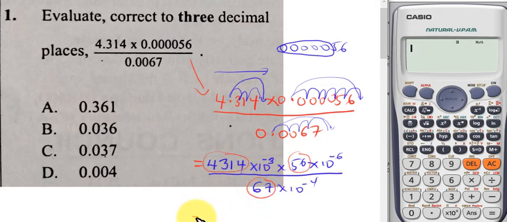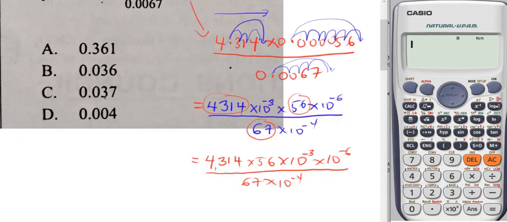All right, so the next step is that I'm just going to regroup them and bring the whole numbers closer. So I'll have 4,314 times 56, and I'll bring this closer to this, times 10 to the power negative 3 times 10 to the power negative 6 here, all divided by 67 times 10 to the power negative 4.